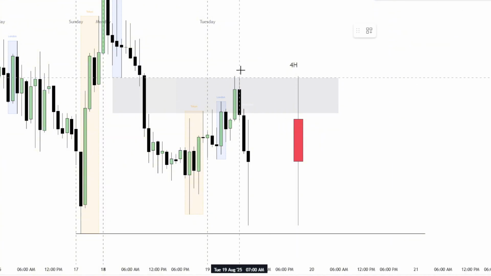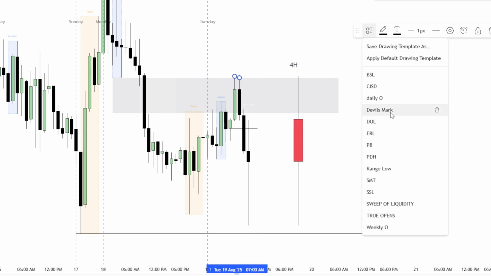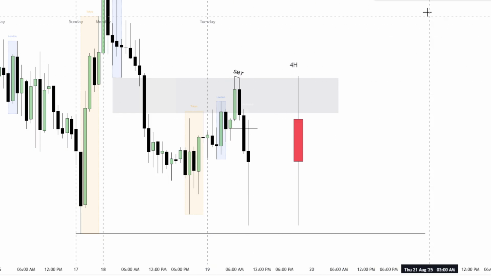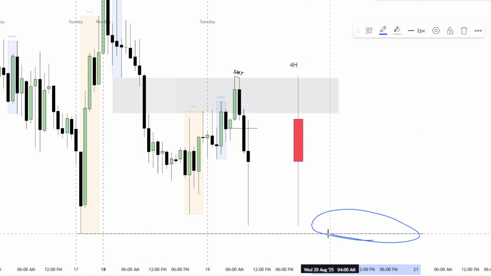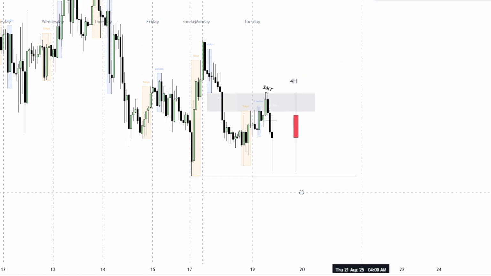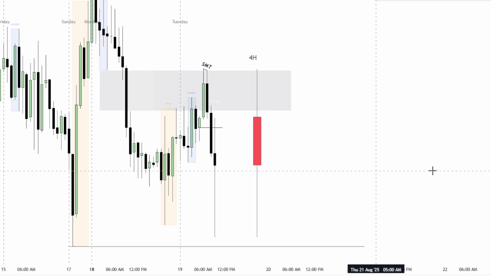We pretty much react off this 4-hour fair value gap. We get a nice hourly change in the delivery, which confirms that this is probably going to be the high of day. And we also have an SMT with silver, which I just checked. So this is a beautiful reversion, and this should be the high of day for this daily candle. So what's left? We're just looking to target this previous day high or previous day low, and targeting the external range of liquidity below.